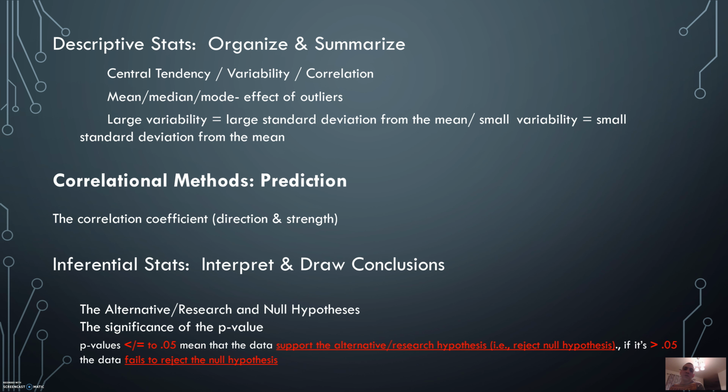And remember that we use inferential statistics to test whether, when we have two hypotheses, we have statistical significance, and we do that according to the p-value. P-values less than or equal to 0.05 mean that the data supports our alternative hypothesis, and we can reject the null. If it's greater than 0.05, then we fail to reject the null hypothesis.